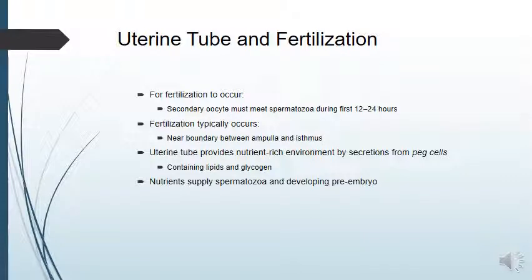In order to have fertilization to occur, the secondary oocyte must meet the spermatozoa during the first 12 to 24 hours. Fertilization typically occurs near the boundary between the ampulla and the isthmus of the fallopian tube or uterine tube. The uterine tube provides a nutrient-rich environment by secretions from cells that are called PEG cells, and these cells contain lipids and glycogen. The nutrients supply the spermatozoa and developing pre-embryo.